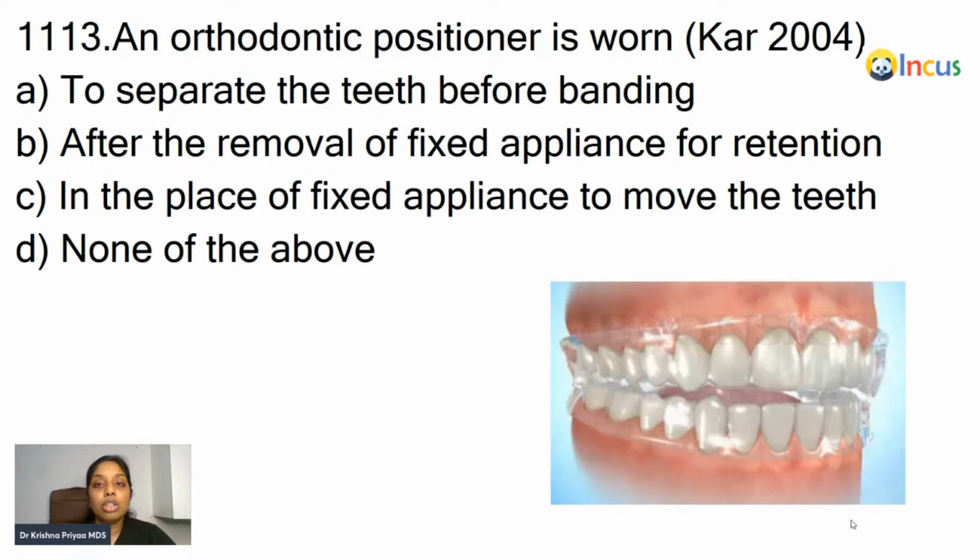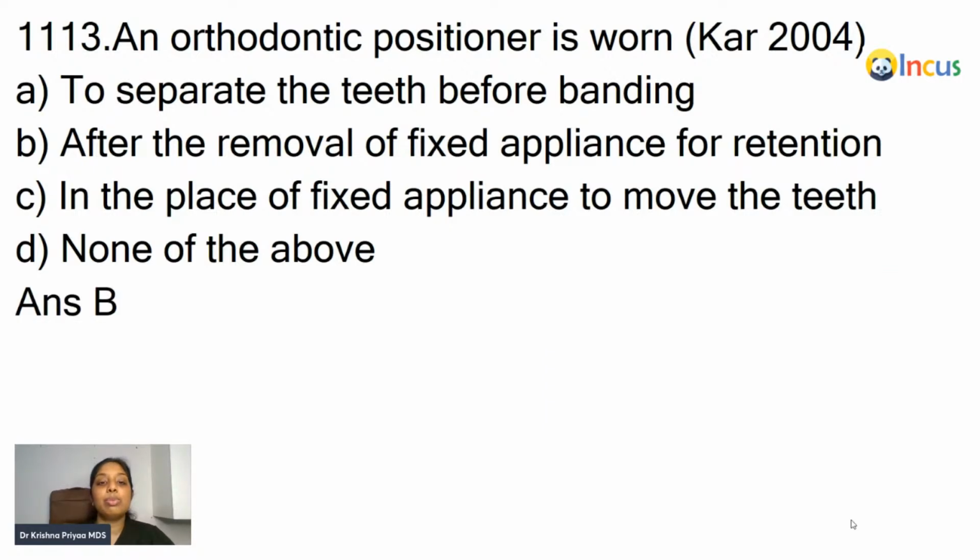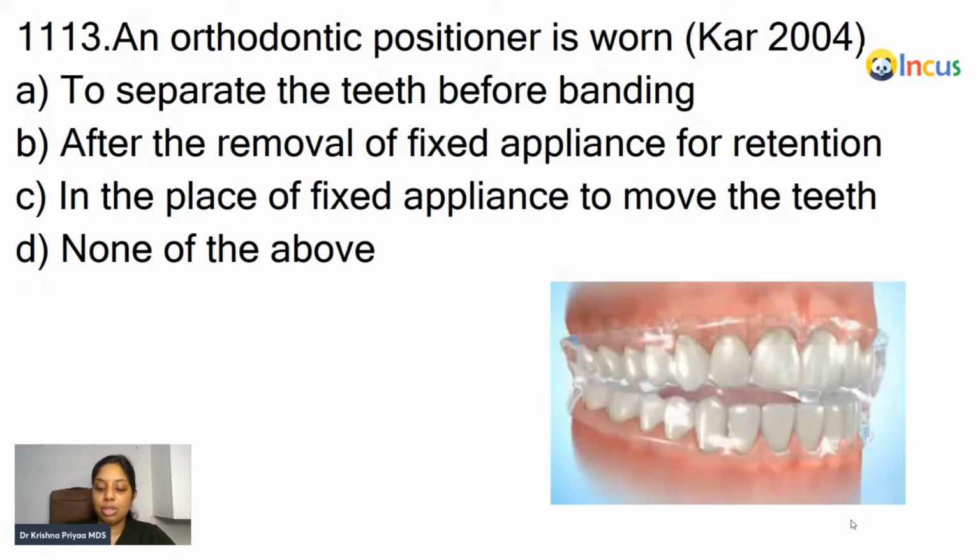An orthodontic positioner is worn to separate the teeth before banding, after the removal of fixed appliances for retention, in the place of fixed appliance to move the teeth. None of the above. The answer would be after the removal. Basically, a positioner is worn after the orthodontic treatment is complete and it is used as one of the retention appliances. So, this is a picture of a tooth positioner.